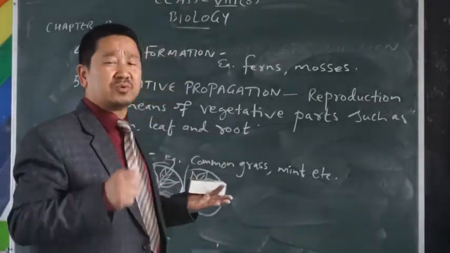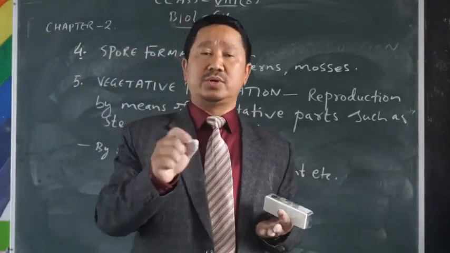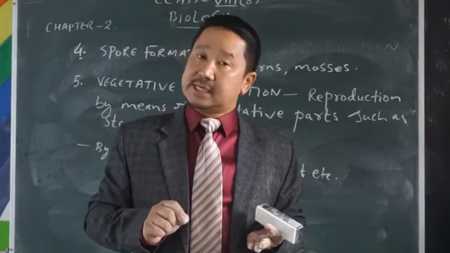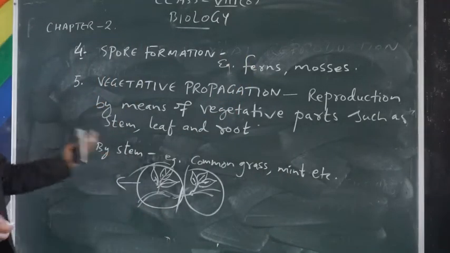Then ginger, being a modified stem, also reproduces by means of the stem only. Alright, that's all about vegetative propagation by stem.